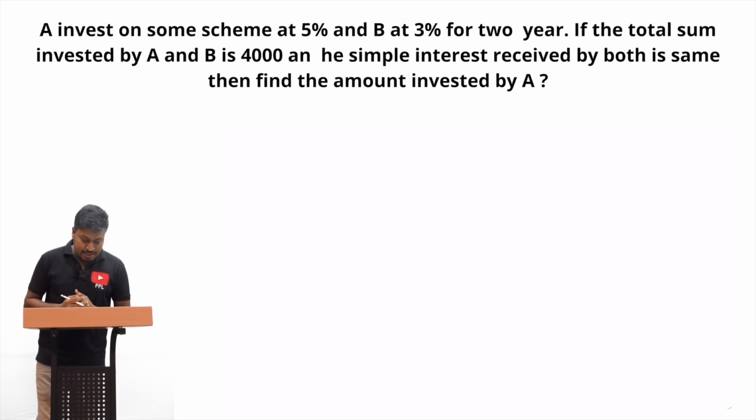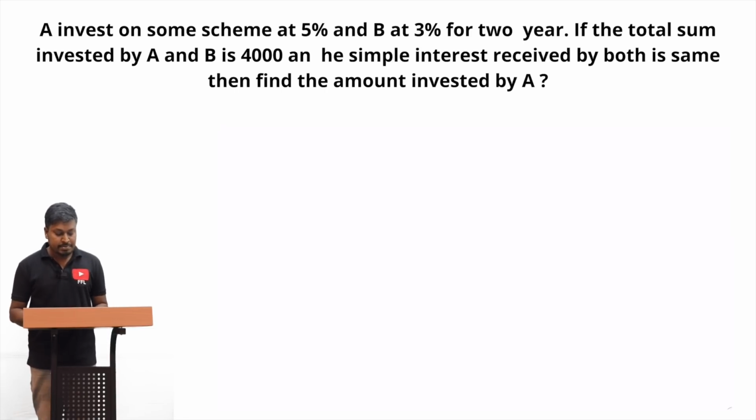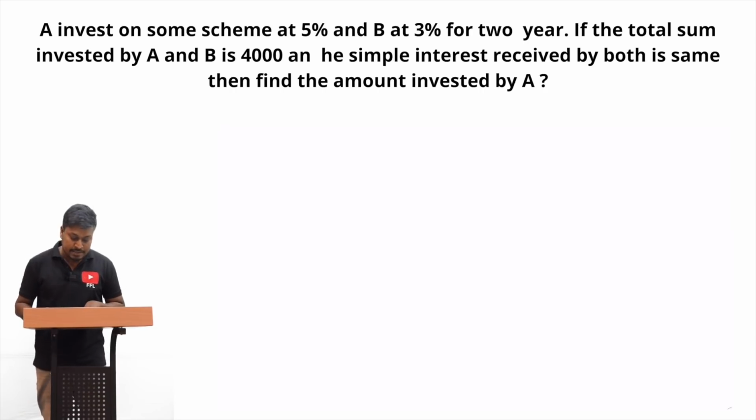So next question: A invested in some scheme at 5% per annum and B at 3% per annum for 2 years. If the sum invested by A and B is 4,000 and the simple interest received by both of them is the same, find the amount invested by A. So it's the concept called simple interest. They are investing at 5% per annum for 2 years, and the total sum invested by both persons will be 4,000.